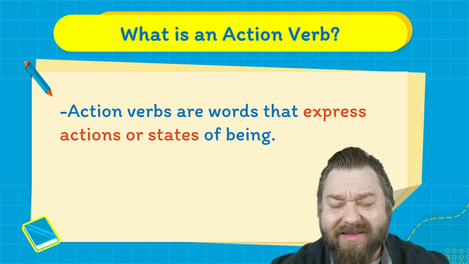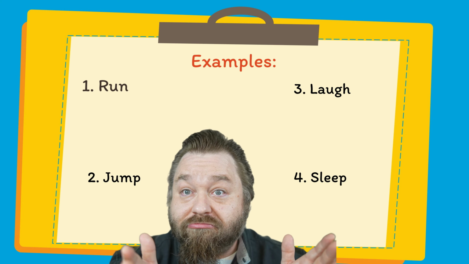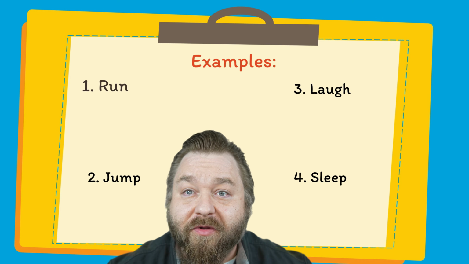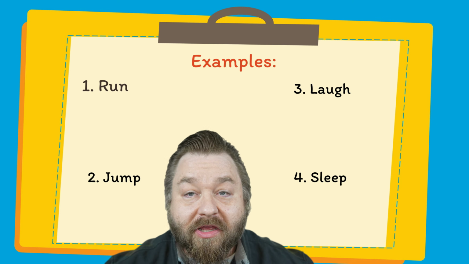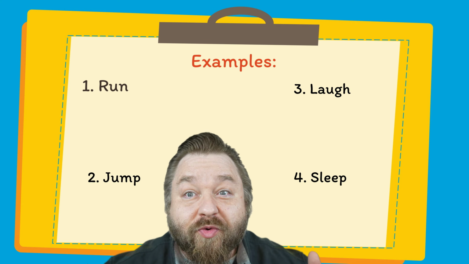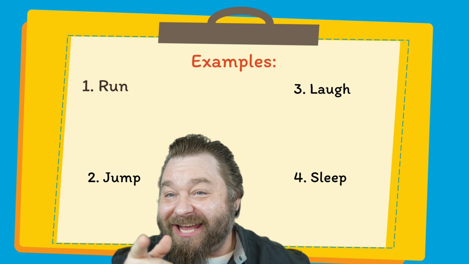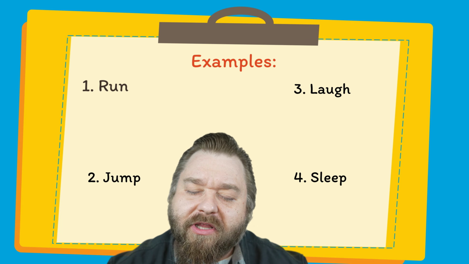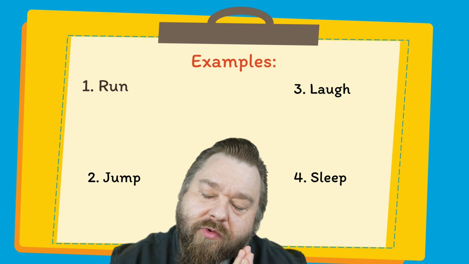What? What does that mean? I'll show you. Take a look at this example. Run. Okay, now you already understand what an action verb is. Run. Jump. Right? We're doing something. Laughing and sleeping. Even though you're not really moving around a lot, you're physically doing something. So, action verbs are things that you physically do.